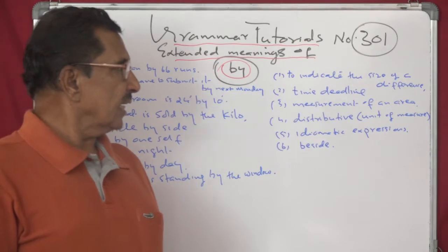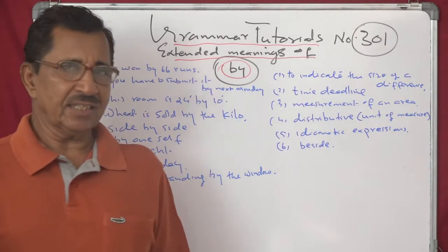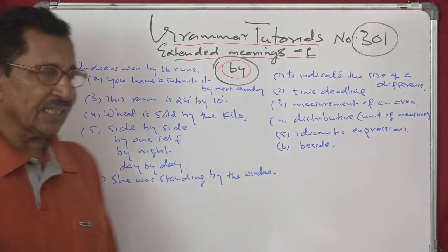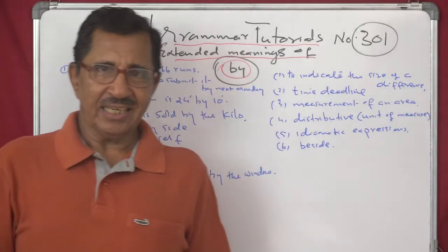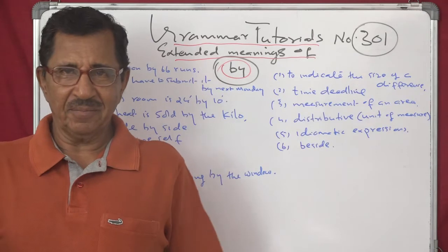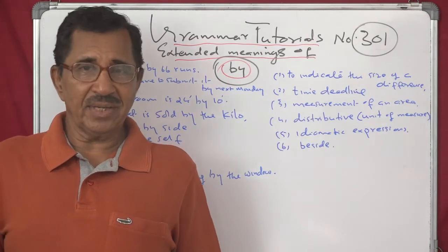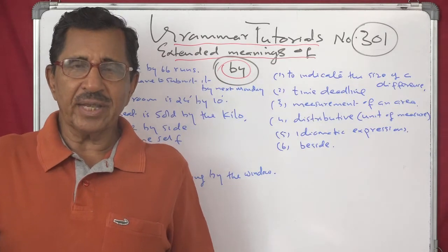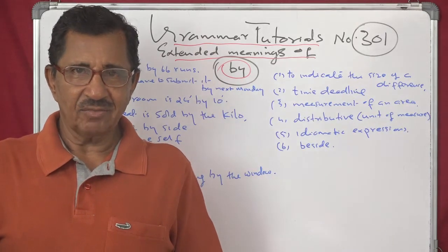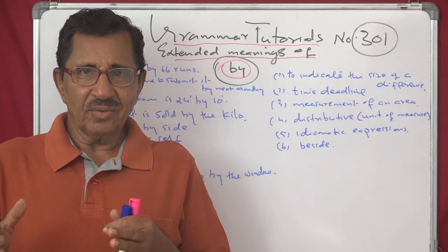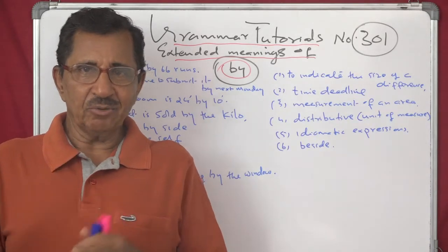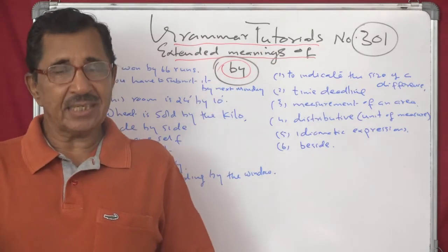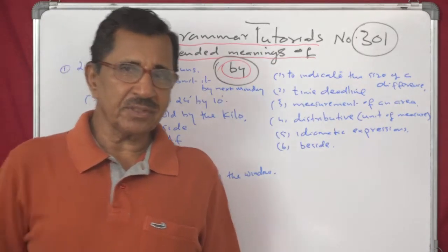First is to indicate the size of a difference. For example, India won by 66 runs. That's the difference. Or India lost by 10 runs. Or she won by 2 games. So that's the difference between winning and losing, and for that you can use "by". That is an extended use of this preposition.